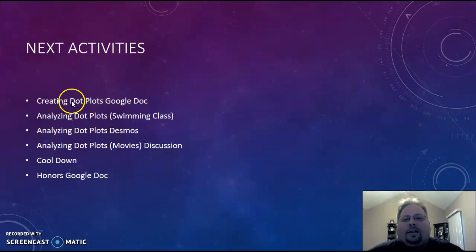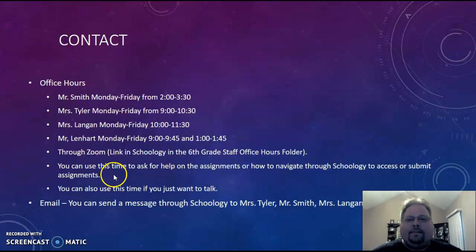The next activities, you're going to create a dot plot using Google Docs. Then you're going to analyze some dot plots. One's a swimming class. One is through Desmos. One's about movies with a discussion. You have a cool down, and then there's an honors Google Doc that needs to be completed.